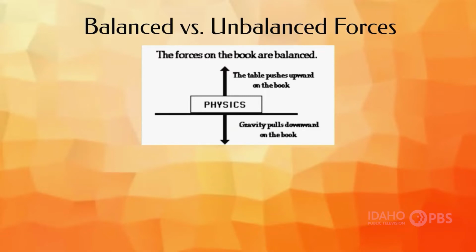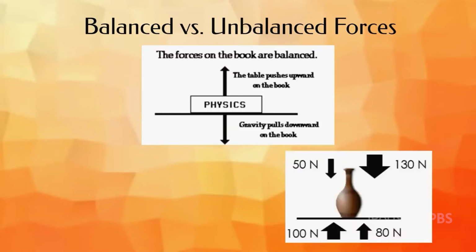So if we break this down this way, we can see the arrow pointing downward. Gravity is pulling down on the book. And then we also see an arrow going upward, and this is indicating that the table is pushing upward on the book. So we have balanced forces. You can see those arrows are even without a number. We know that those forces are balanced. That book is not going to move.